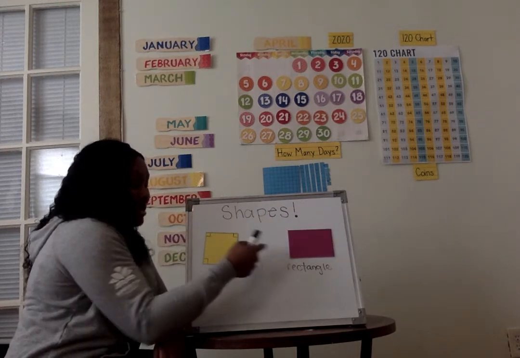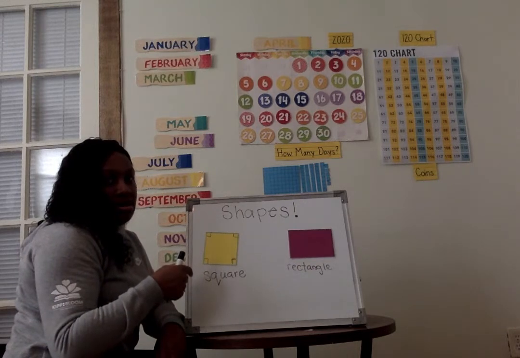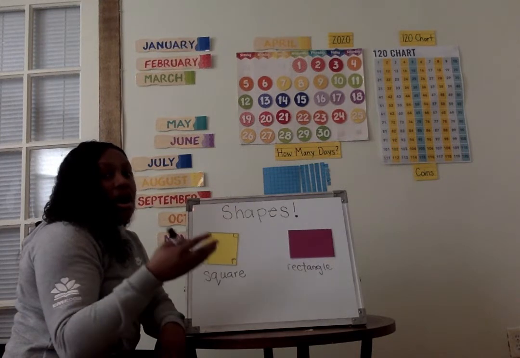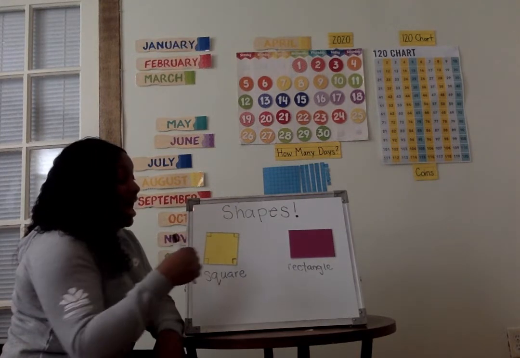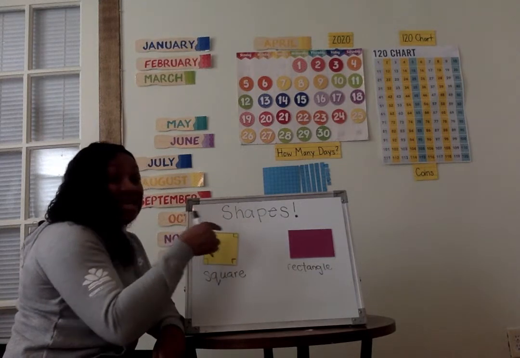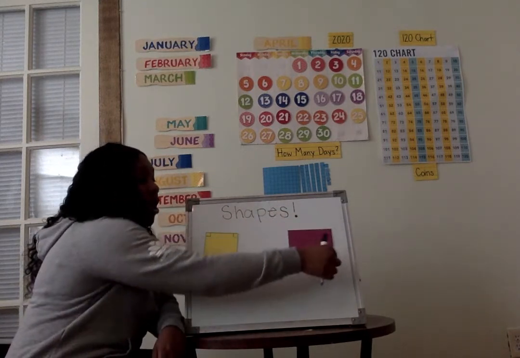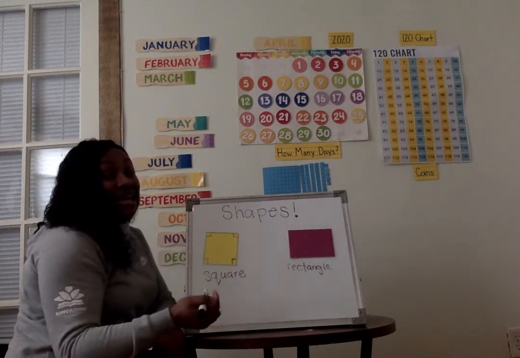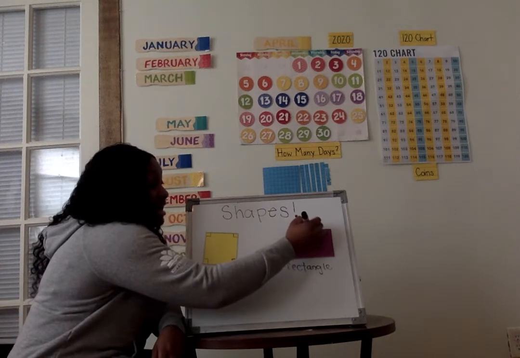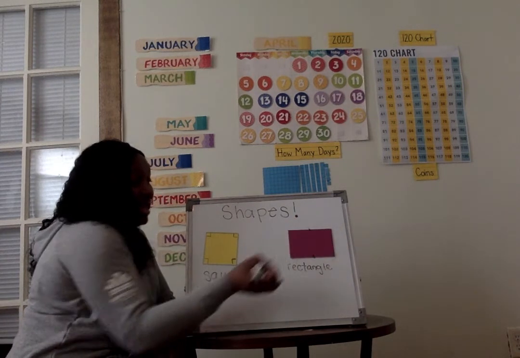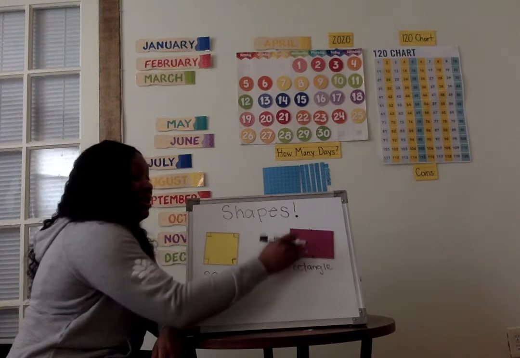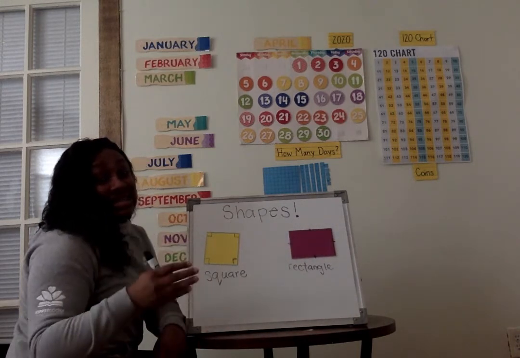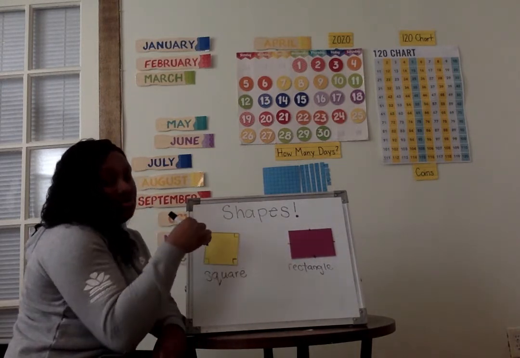But what makes a rectangle different from a square? How is a rectangle different from a square? Thank you so much for helping me out. I forgot. In a square, all the sides are the same length, but are all the sides the same length in a rectangle? No. Only the opposite side is the same. So this side is the same length as this side, and this side over here is the same as its opposite side. So the opposite side is the same length. But in a square, every single side is the same length.